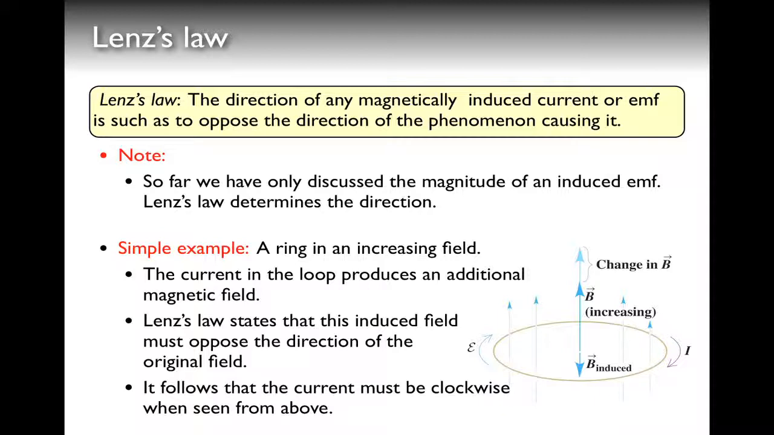A simple example, let's have a ring in an increasing magnetic field. You can see this depicted on the right-hand side. The magnetic field is increasing from B to B plus some delta B. And what Lenz's law says is that whatever will be induced has to be produced by a field that opposes this change. So Lenz's law states that this induced field must oppose the direction of the original field. So if the change is going vertically up, it means that the induced field has to point down.